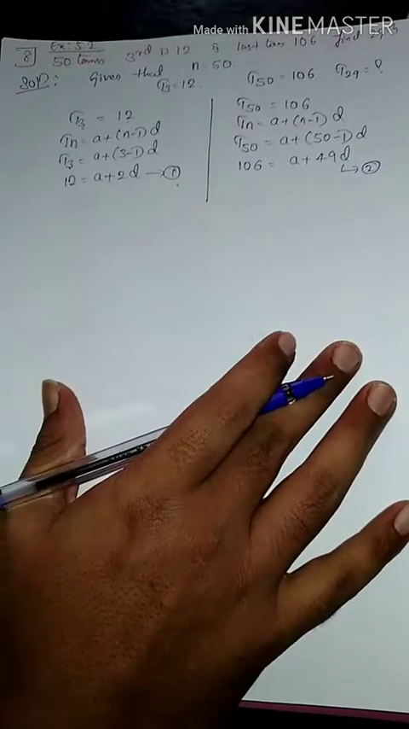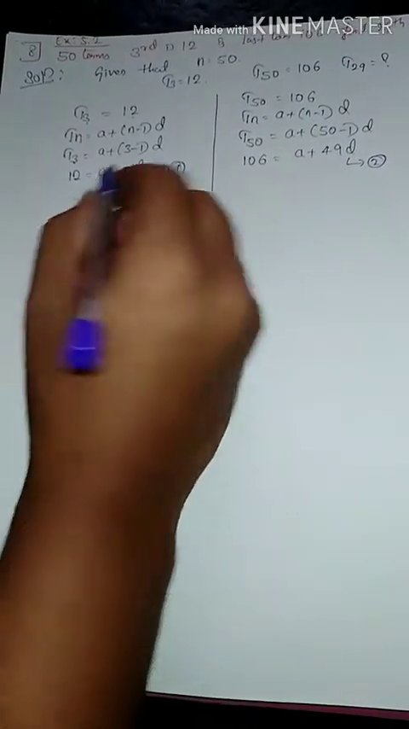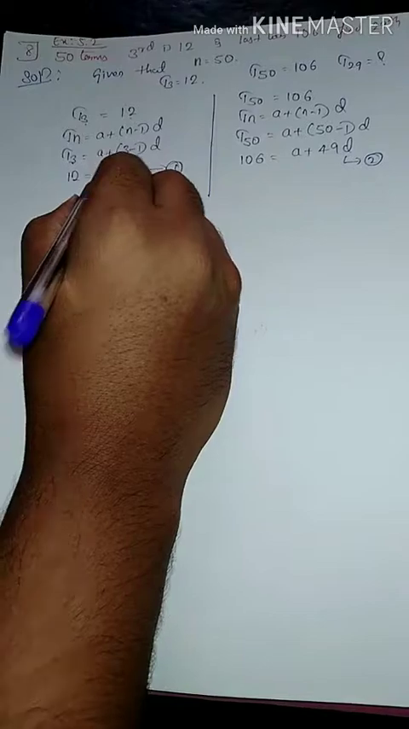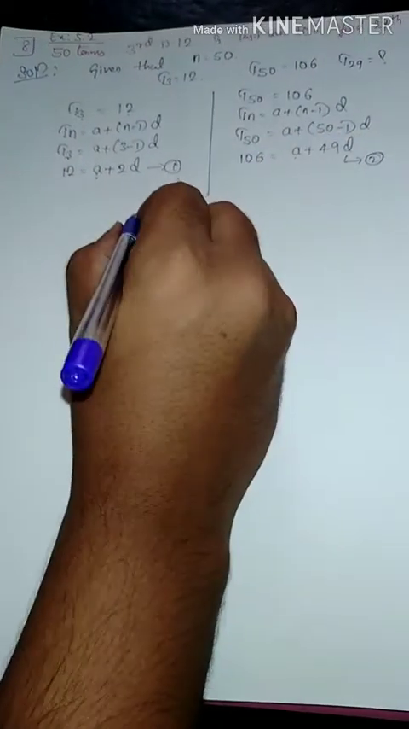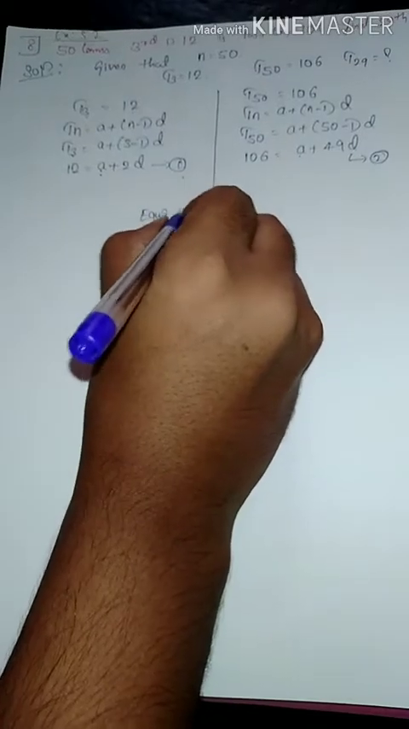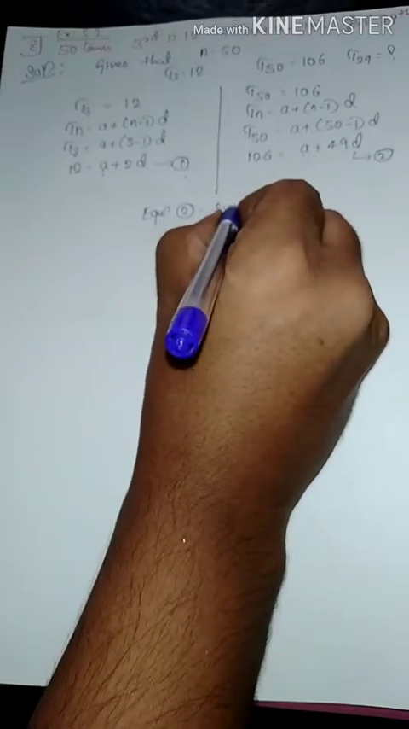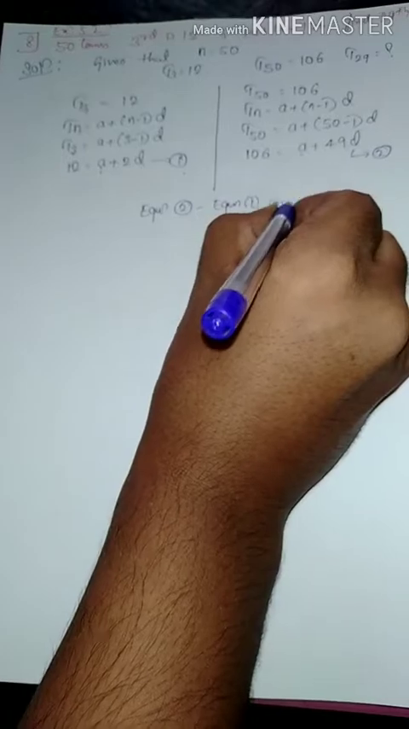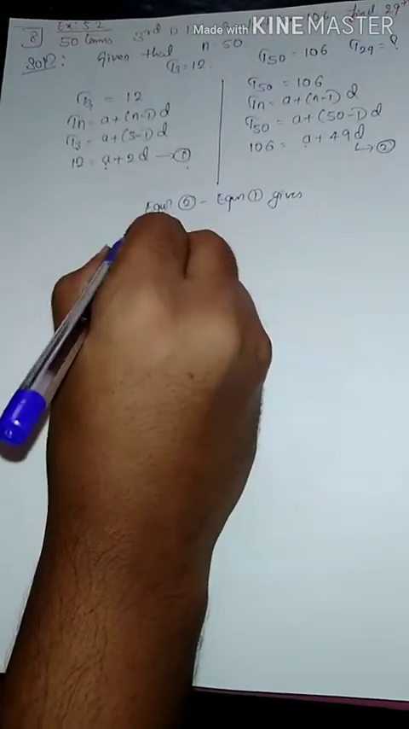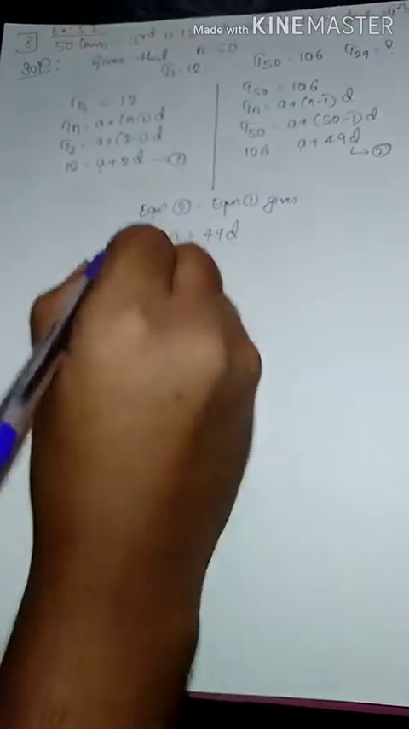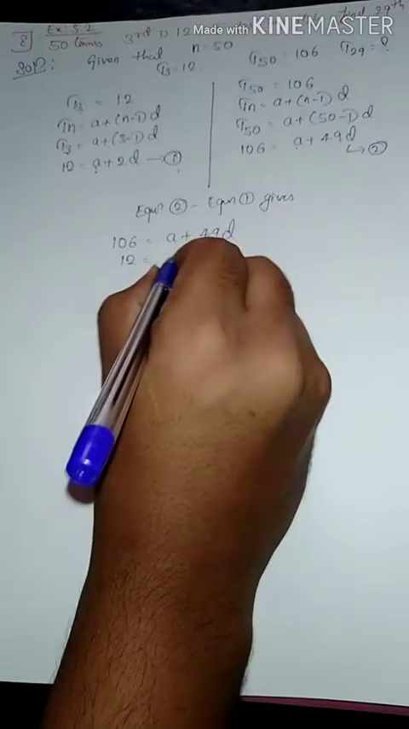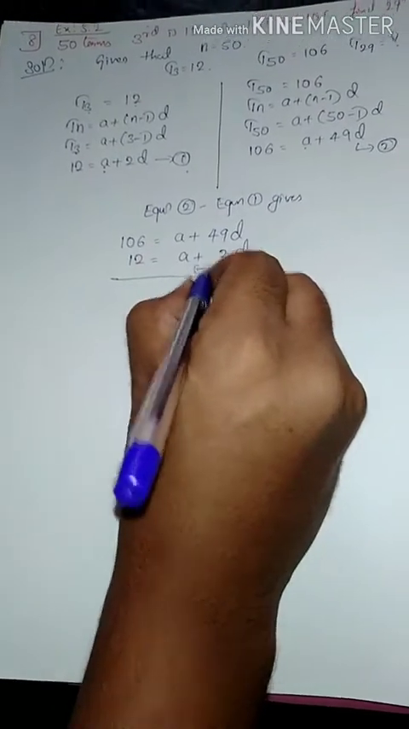Then again here we have to eliminate any one value, either a or d. So the a coefficient is 1 here and the a coefficient is 1 there. We have to eliminate the value of a. Equation 2 minus equation 1 gives, or subtract equation 1 from equation 2. So equation 2 is 106 is equal to a plus 49d, and equation 1 is 12 is equal to a plus 2d. So while subtracting, the sign becomes reversed.